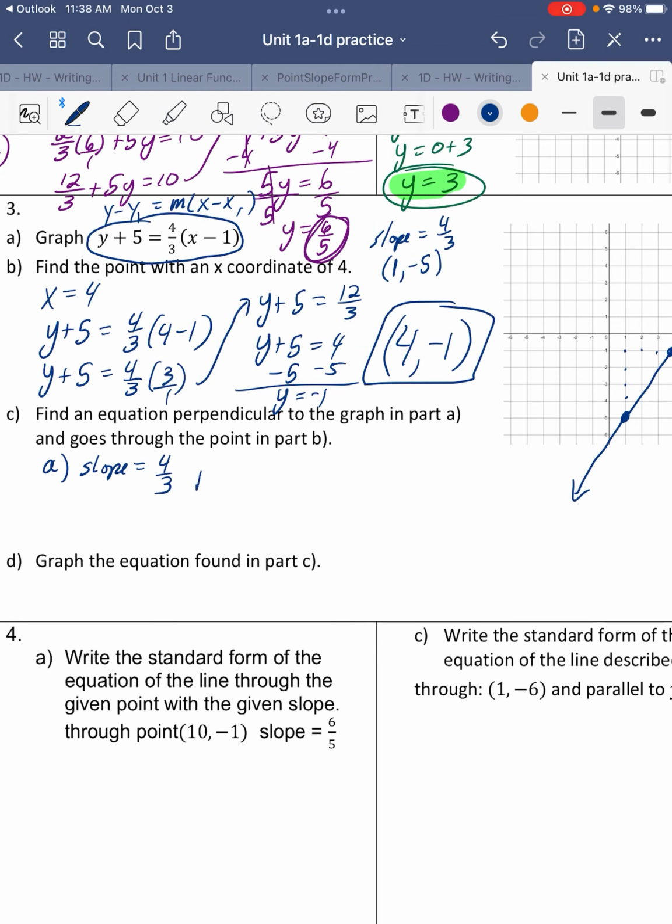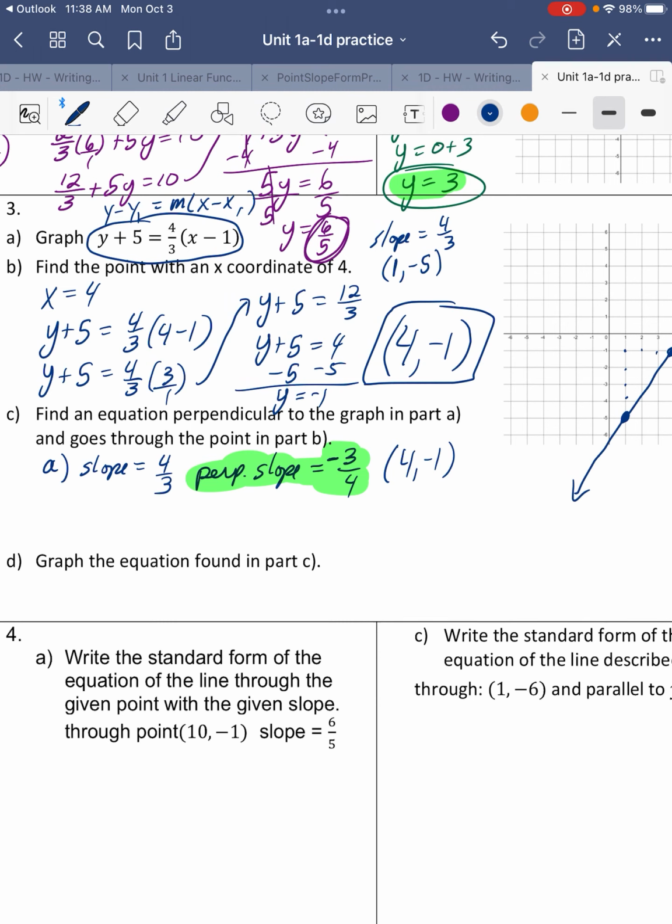And perpendicular means, so a perpendicular slope, you do the reciprocal, so 3/4 becomes 4/3, and 4/3 is positive, so we make it negative. So we're going to use this perpendicular slope, -3/4, and we have to go through the point in part B. So we're also going to go through the point (4, -1).